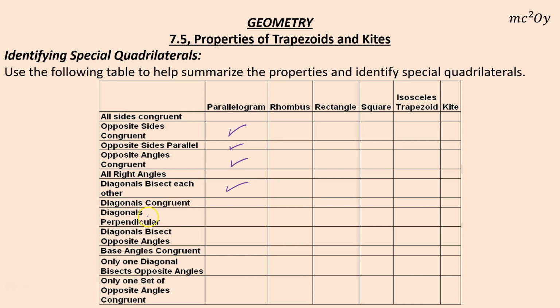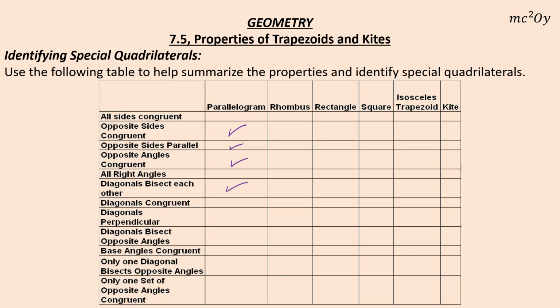Diagonals are not always congruent. Diagonals are not always perpendicular. They do not bisect opposite angles every time. Base angles are not always congruent. One diagonal bisects opposite angles, no. One set of opposite angles are congruent, no.